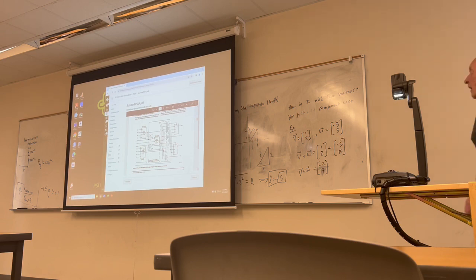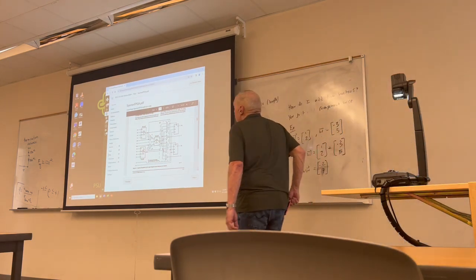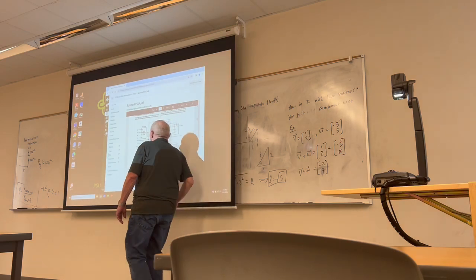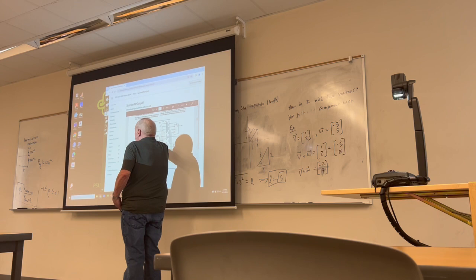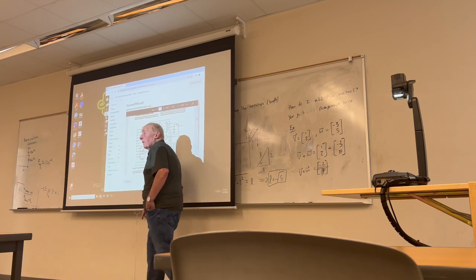So there's the basic architecture of the configurable logic block, and you have three LUTs. You have four inputs and a single output. So this is a 16 by 1, 16 by 1, and 8 by 1.